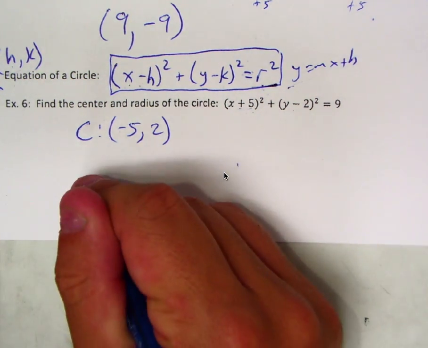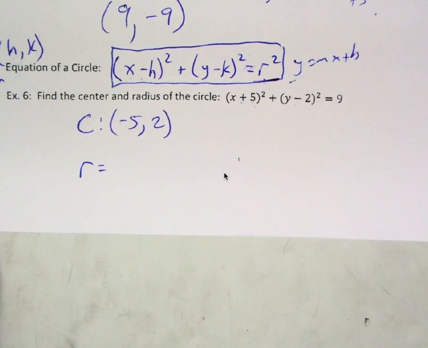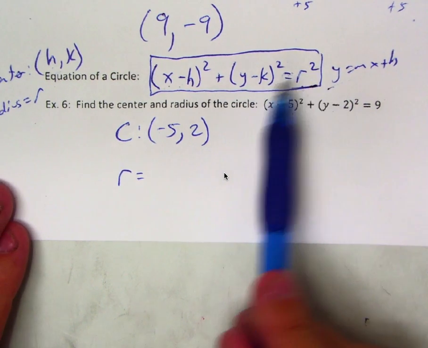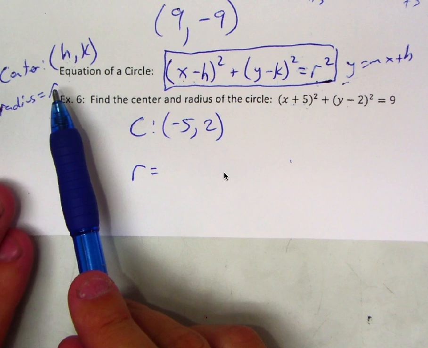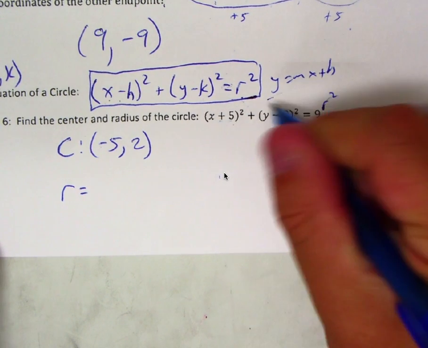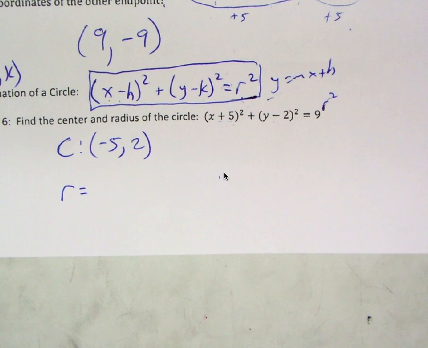The radius of this circle, well, look over here. In the formula, it's r squared, but radius is r. So this 9 right here is technically r squared. So think about what the radius would be. It'd be 3.